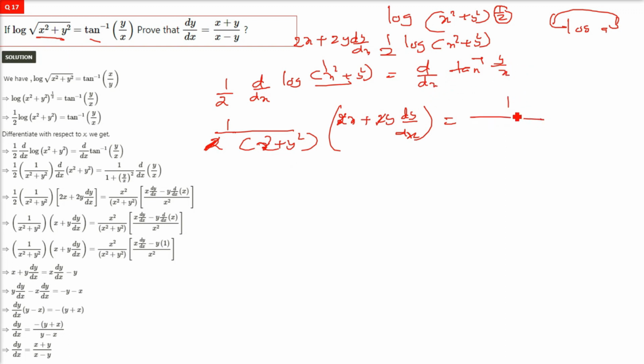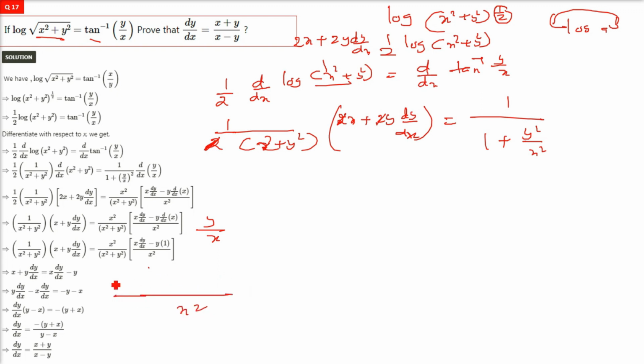So let us solve this one. First, d by dx of tan inverse y by x is going to be 1 by 1 plus y square by x square. Then y by x differentiation also. Y by x differentiation, I am doing it here. It will be using the quotient rule.